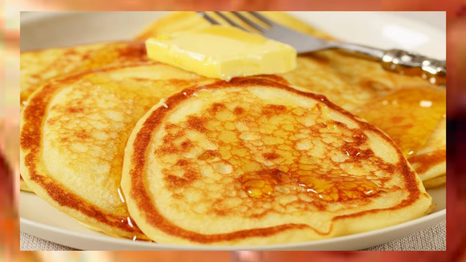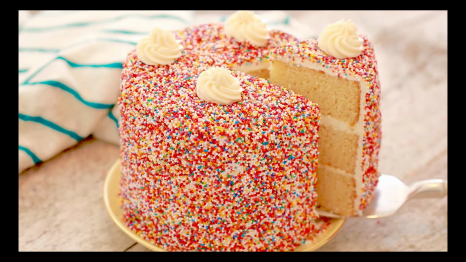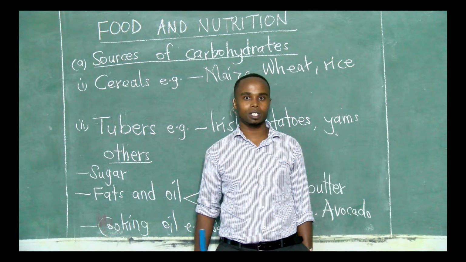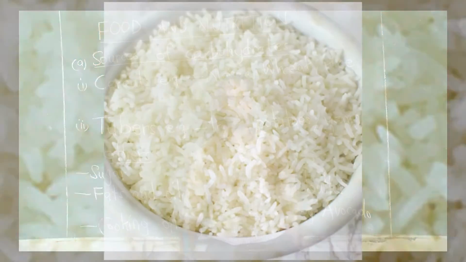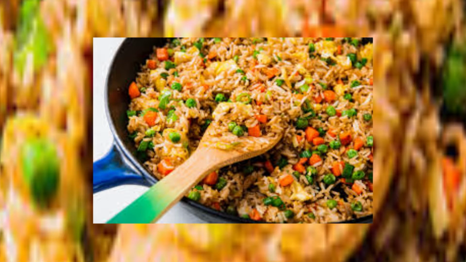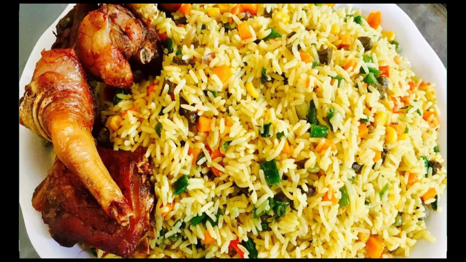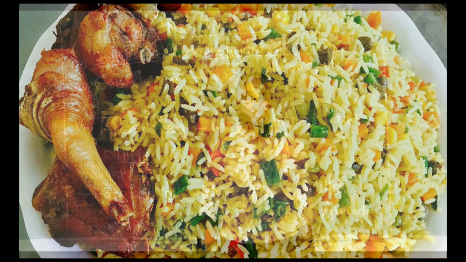We have pancakes. Yes, we have cakes, and many other things that we get from wheat. We also have rice. Rice will also give you carbohydrates. When you take porridge made of sorghum and millet, you also get carbohydrates.